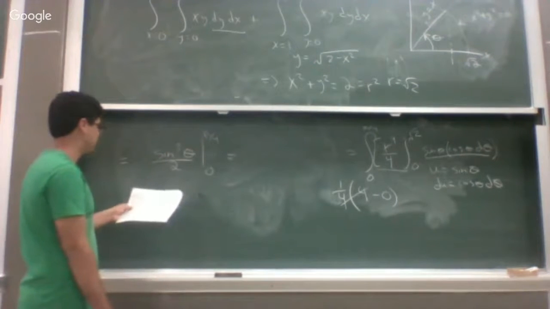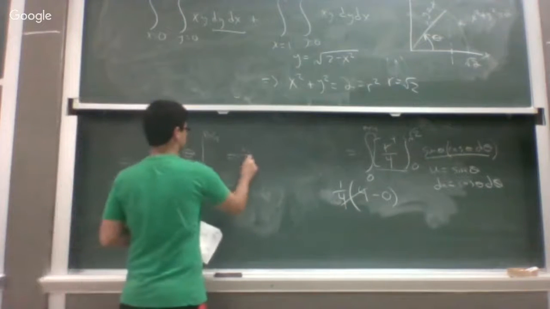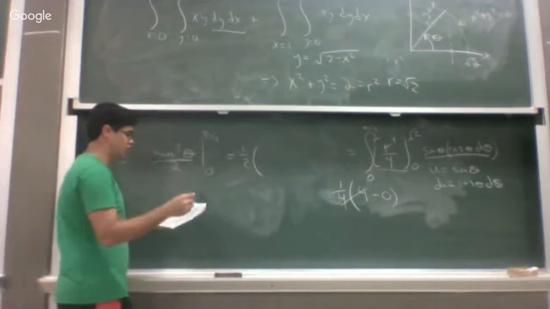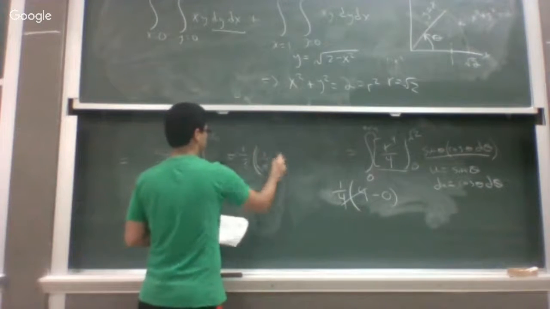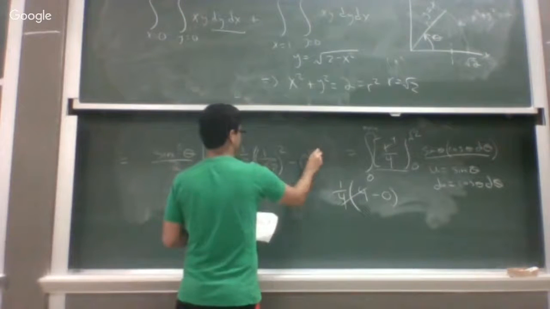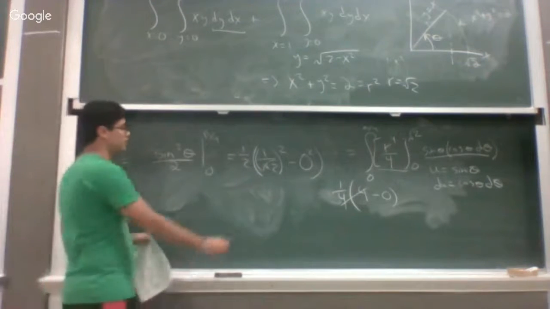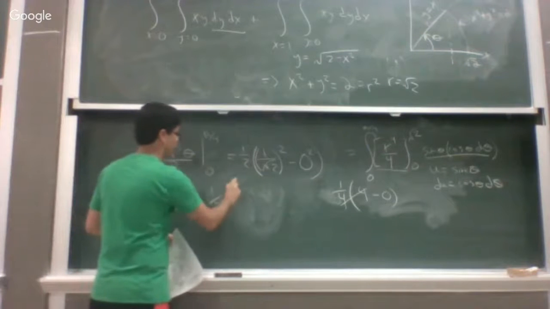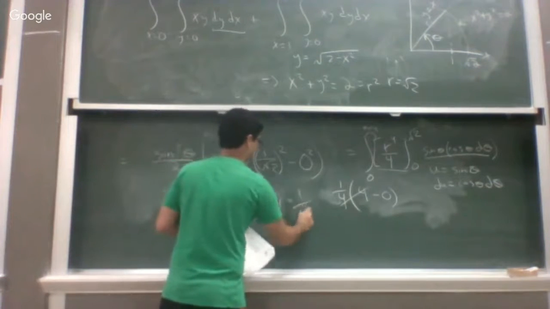What is sine of theta, or sine of pi over 4? So 1 over square root of 2, and that is squared minus 0 squared. Okay. So this is 1/2 times 1/2 minus 0, which is 1/4.